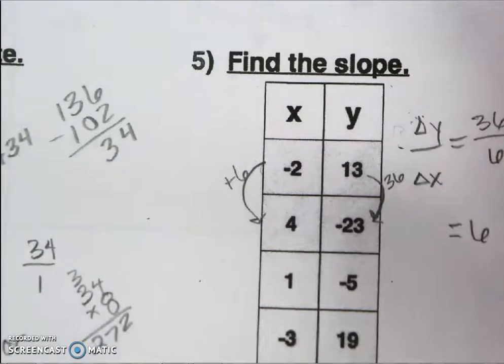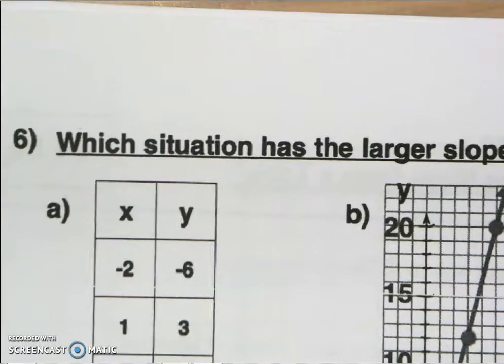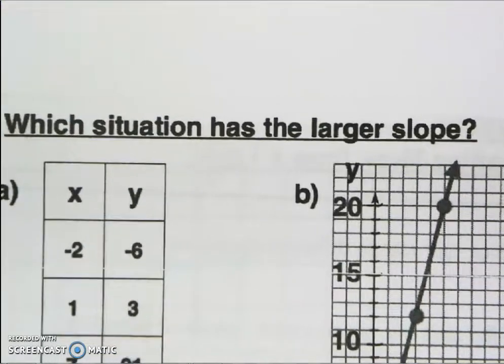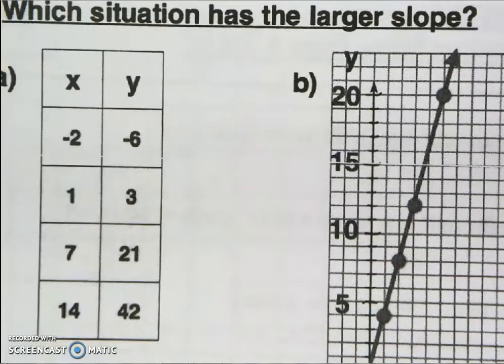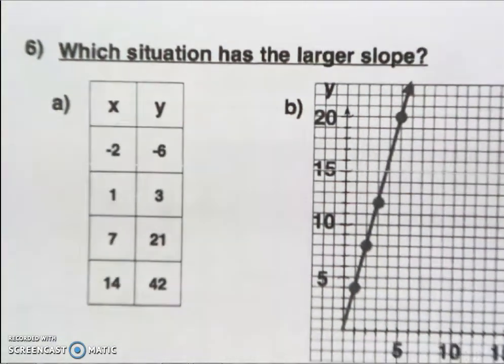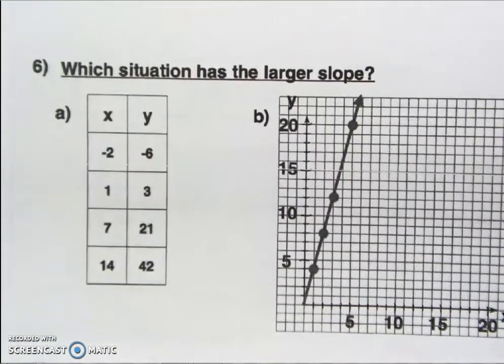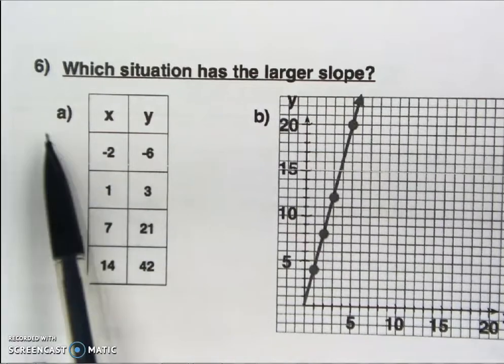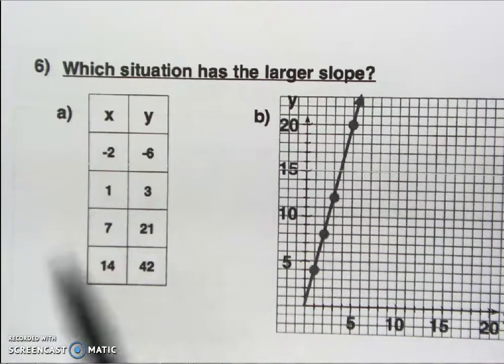All right, let's look at the back. Again, remember, most of this is the same thing, change in y over change in x, but now number 6 has us comparing. So which situation has the larger slope? All right, let me zoom out a little bit so that you can actually see both of these at the same time. Oh, there they are. All right, so which one is larger, A or B? Which one has the greater change?